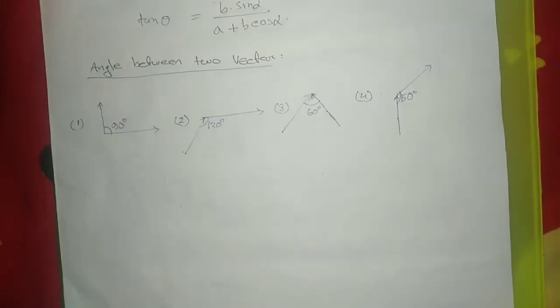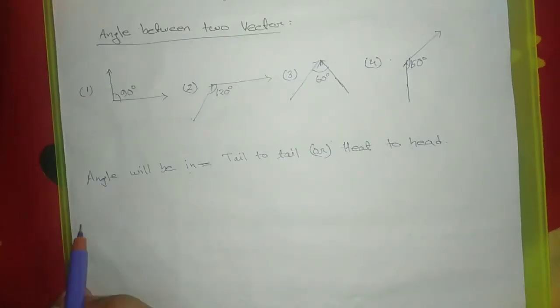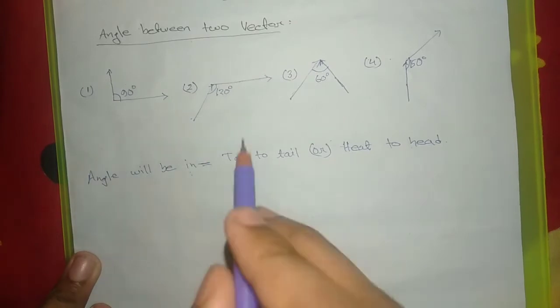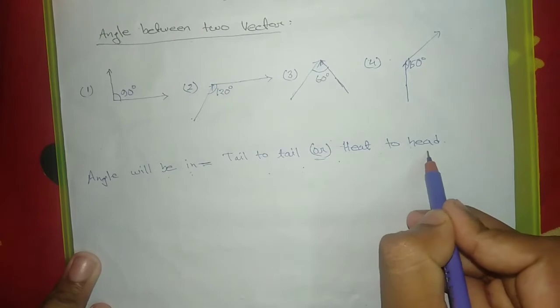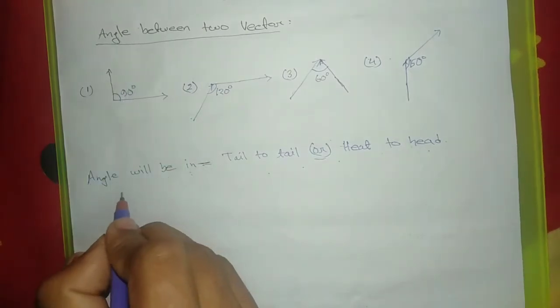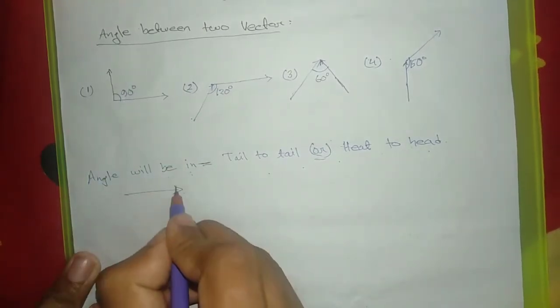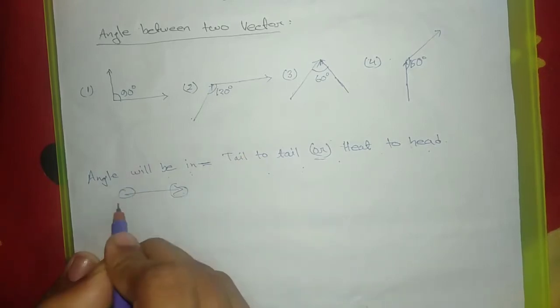Angle between two vectors. I will tell you a trick to find the angle between two vectors. Here I have shown four types of vectors so that you can easily find the angle between them. The trick is that the angle will be tail to tail or head to head. That means if it is a vector, it has a head and it has a tail.